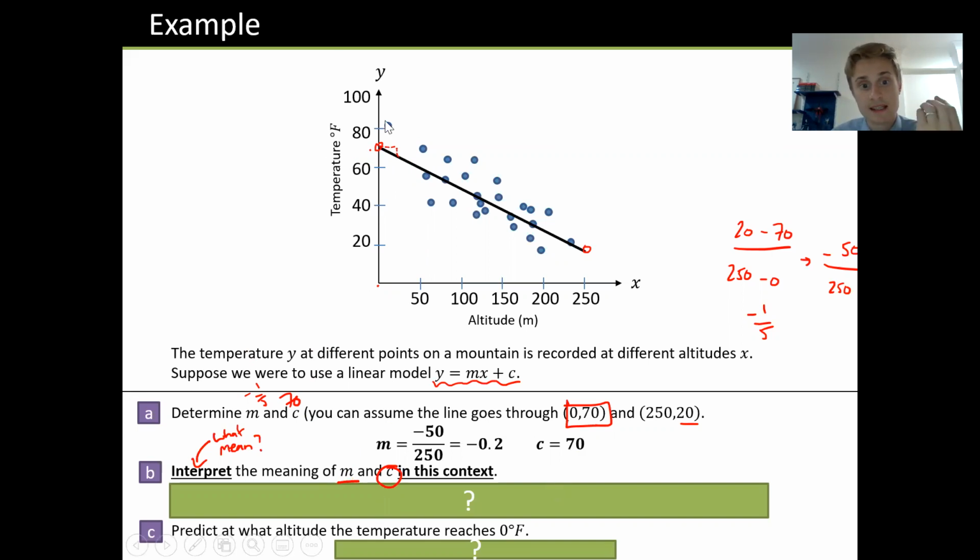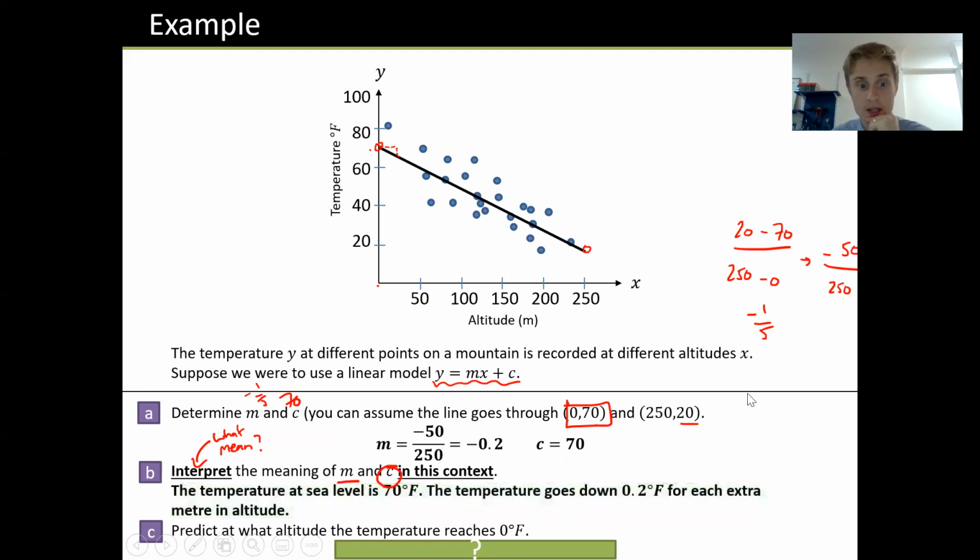So C is the temperature at sea level, and M is how the temperature changes per 1 meter increase in altitude. And it does have to be per meter or for each meter, something along those lines. The temperature at sea level, for each extra meter, needs to be as precise as that, because that shows that you really understand what, for example, gradient is. That's sort of what that's assessing.